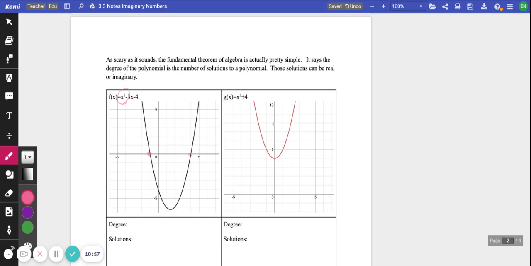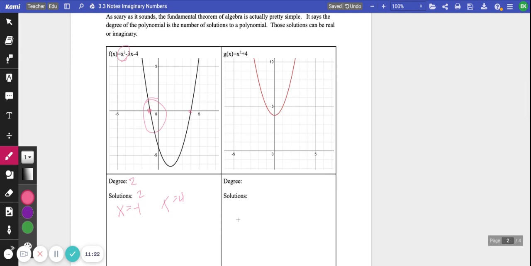Okay, well, what about over here on this graph, x squared plus 4? Here, let me write this down. Oh, sorry, I'll come back to this problem. So I have x squared minus 3x minus 4. So the degree is 2, so I should have two solutions. And we can see from our graph, those happen at x equals -1 and at x equals +4. But over here on my graph, I can't see as easily where those solutions are. It doesn't quite make sense to me, because I know it's a degree 2, so I should have two solutions, but it never crosses the x-axis.